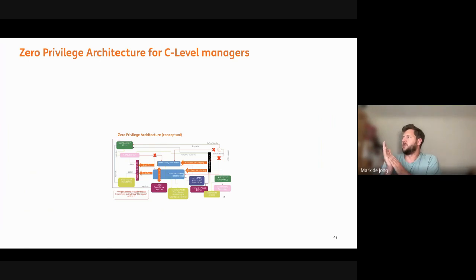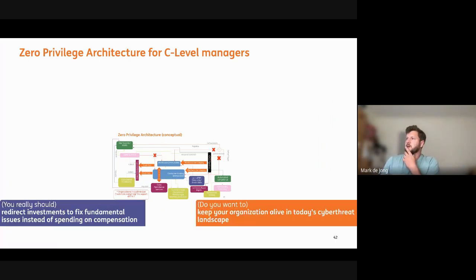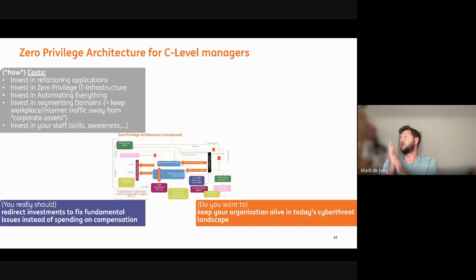This is a short elevator pitch. Do you want to keep your organization alive in a cyber threat landscape? You should really redirect investment to fix fundamental issues instead of spending on compensation, like doing the day-to-day, how you'd always do it. How? By investing in refactoring applications, a zero-privilege infrastructure, automating everything, segmenting domains to reduce blast radius, and importantly, investing in your staff for skill and awareness, because that's really something that you need to fix as well.